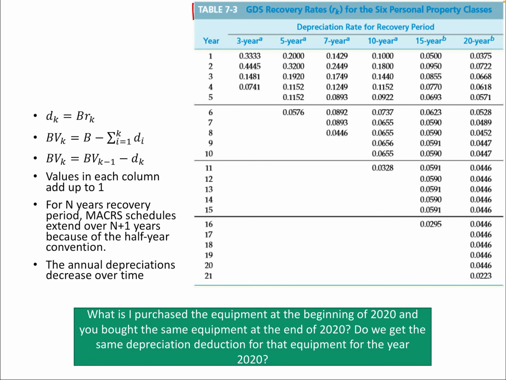Okay, so let's see. This is table 7-3. It is the GDS recovery rates, the RK, for the 6 personal property classes. So here we have 7 columns. The first column is the number of year. So you have year 1, year 2, year 3, year 4, year 5. That is just the year your property is depreciated. And then you have another 6 columns under the depreciation rate for recovery period section.